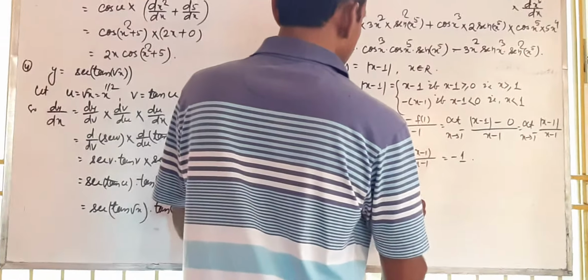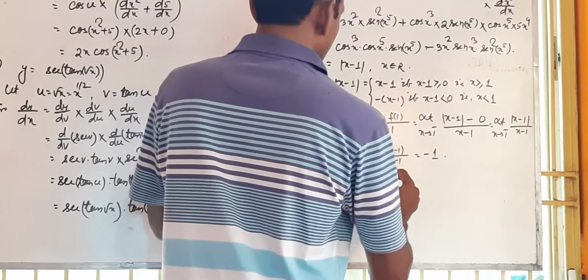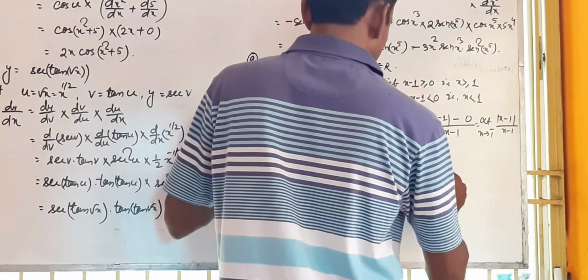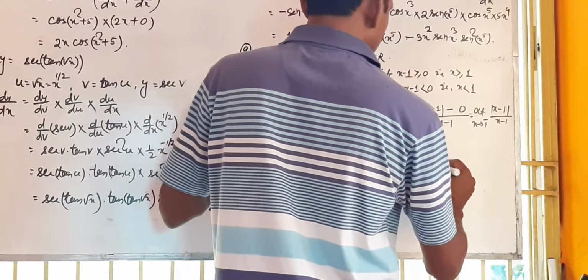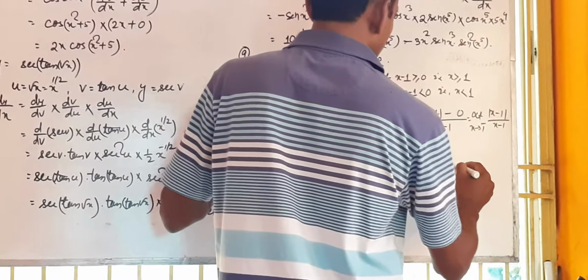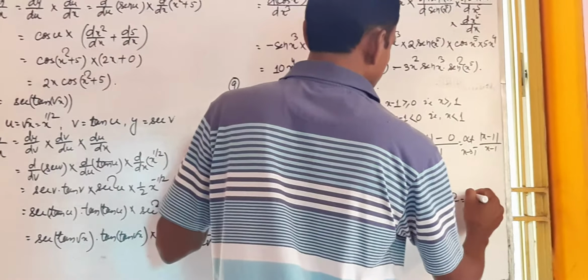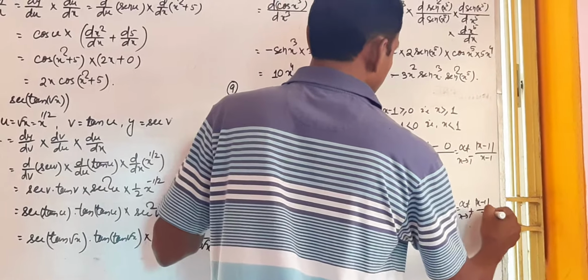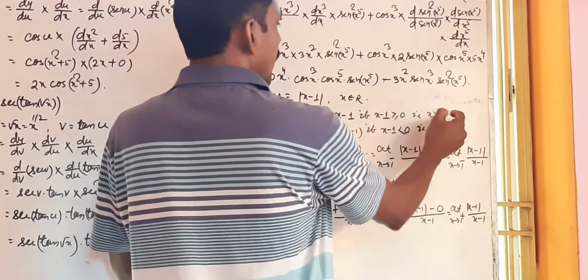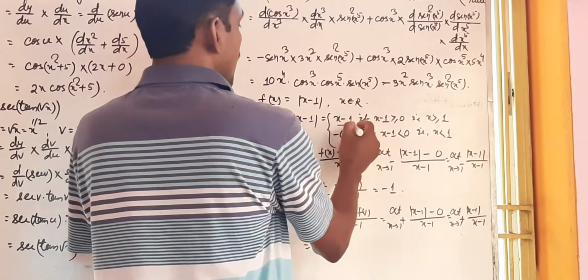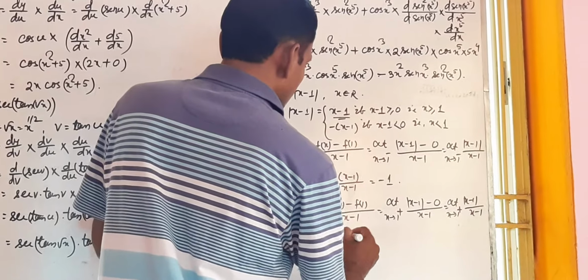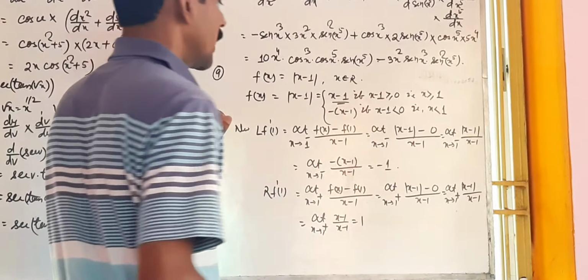Similarly R f dash of 1, the limit x tends to 1 plus, f of x minus f of 1 by x minus 1, that is limit x tends to 1 plus, again modulus of x minus 1 minus 0 by x minus 1, that is limit x tends to 1 plus mod x minus 1 by x minus 1. And for x greater than or equal to 1, mod x minus 1 is x minus 1, so it is limit x tends to 1 plus x minus 1 by x minus 1, which is equal to 1.